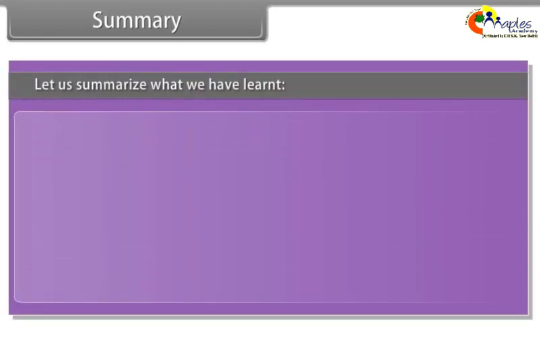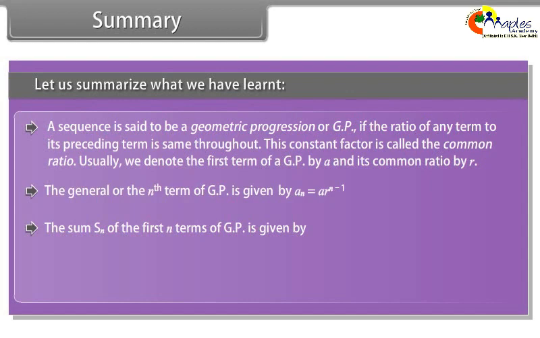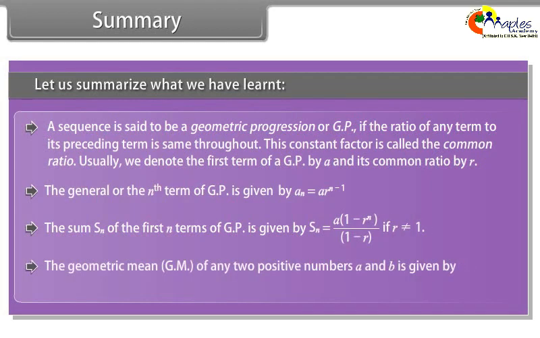Summary. Let us summarize what we have learned. A sequence is said to be a geometric progression or GP if the ratio of any term to its preceding term is the same throughout. This constant factor is called the common ratio. Usually we denote the first term of a GP by A and its common ratio by R. The general or nth term of GP is given by, the sum Sn of the first n terms of GP is given by, the geometric mean of any two positive numbers A and B is given by, that is, the sequence A, G, B is GP.